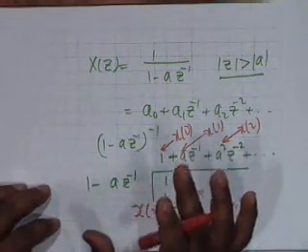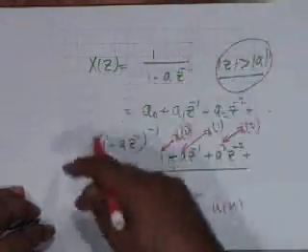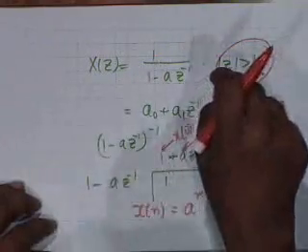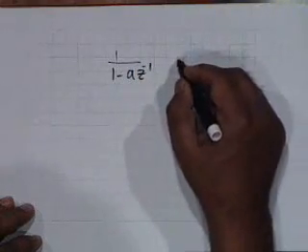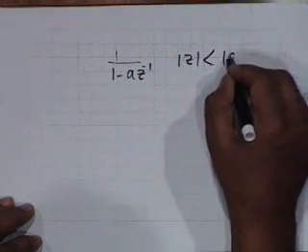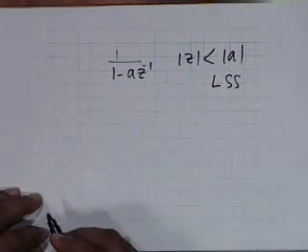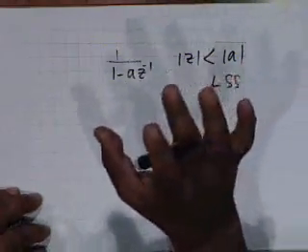Do you understand the procedure? The procedure is that first you put your microscope on the region of convergence, and decide what should be the form. This is extremely important, because if I have the same function, 1 by 1 minus a z inverse with, let's say, mod z less than mod a, then obviously I'm asking for a left-sided sequence. And the long division has now to be modified.